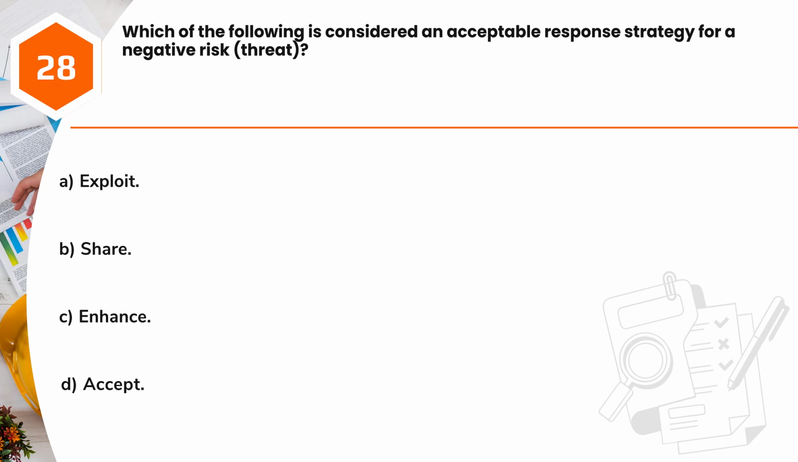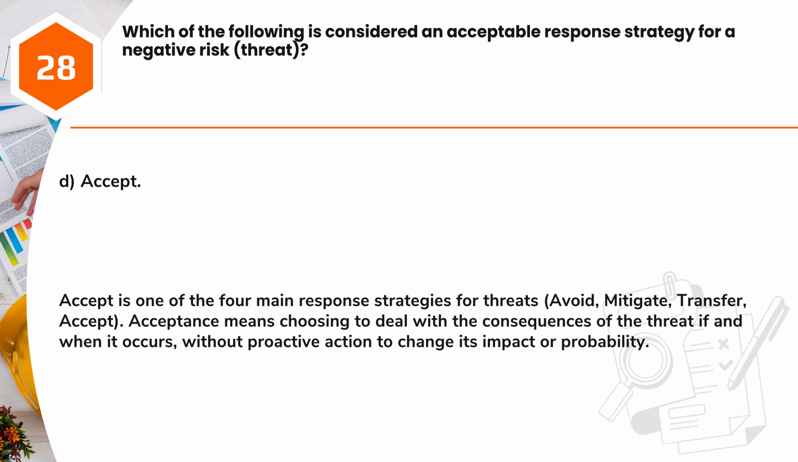Question 28. Which of the following is considered an acceptable response strategy for a negative risk threat? A. Exploit. B. Share. C. Enhance. D. Accept. Answer D. Accept. Accept is one of the 4 main response strategies for threats: avoid, mitigate, transfer, accept. Acceptance means choosing to deal with the consequences of the threat if and when it occurs, without proactive action to change its impact or probability.